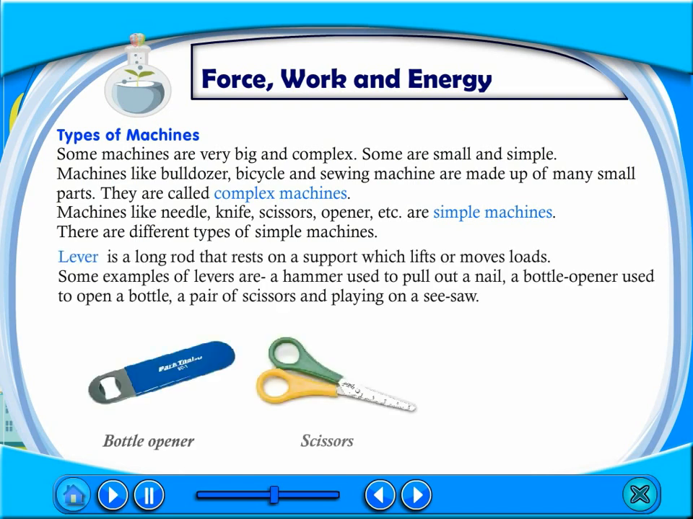Lever is a long rod that rests on a support which lifts or moves loads. Some examples of levers are a hammer used to pull out a nail, a bottle opener used to open a bottle, a pair of scissors and playing on a seesaw.